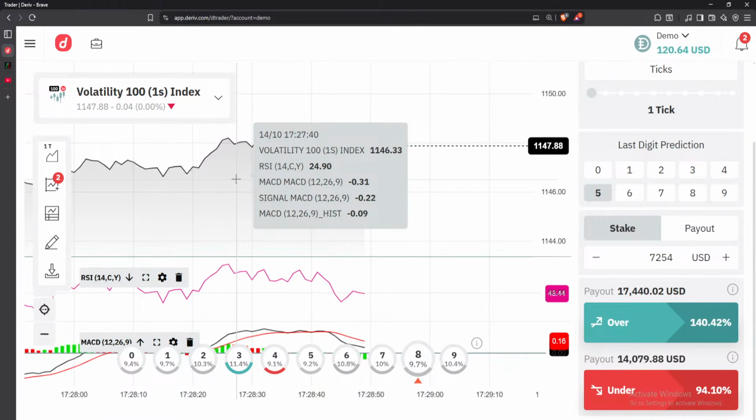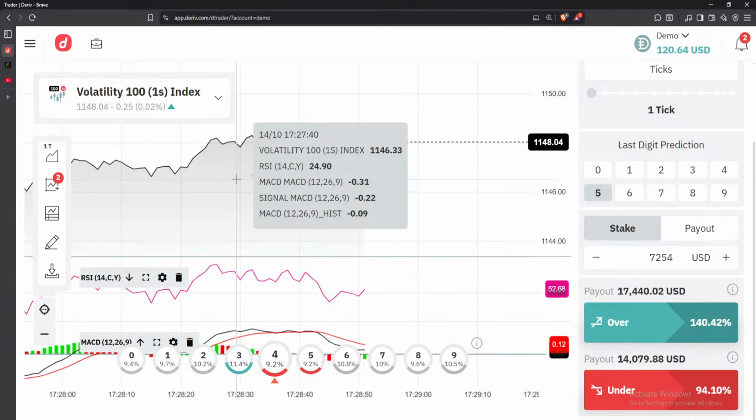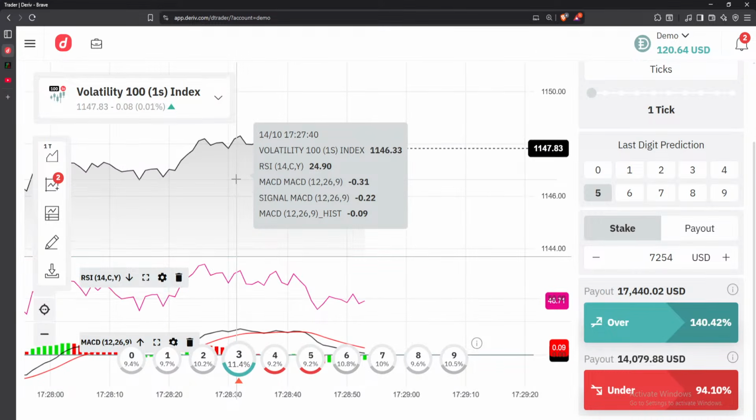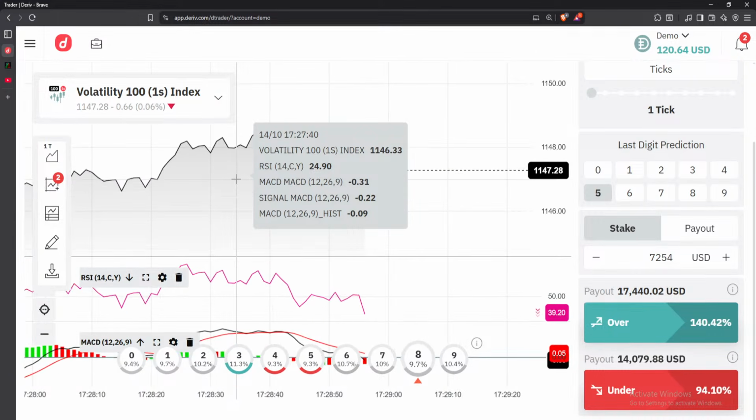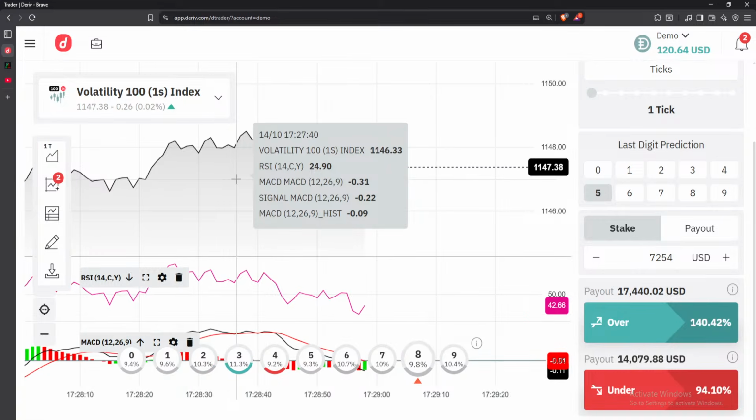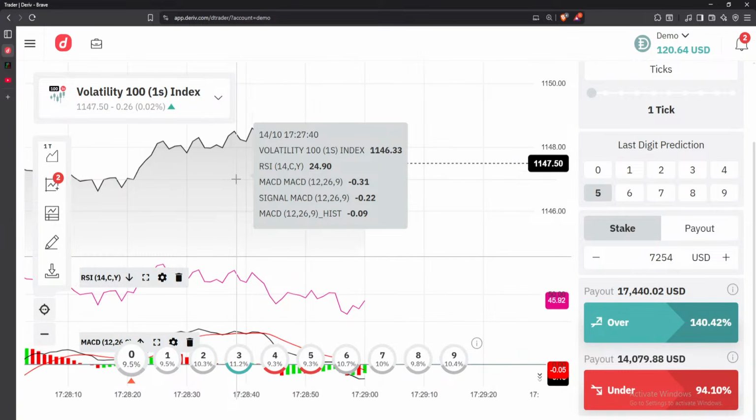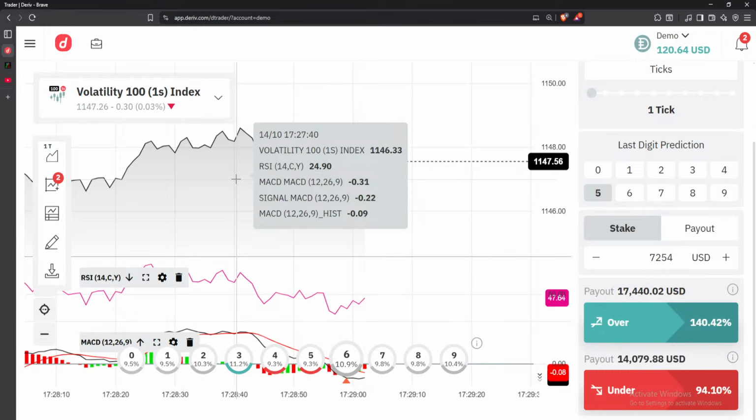But I'm not saying that I won't make a video on that. That video is coming very soon: how to use candlesticks to trade over under, even odd, and matches and differs. I'm currently doing a lot of research on it.